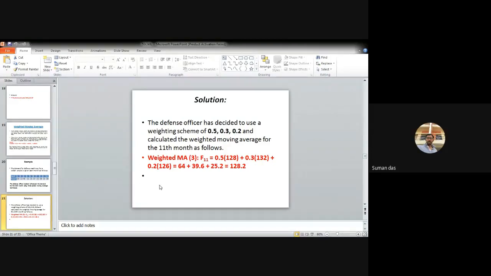Sir, if the number of periods is 3 or 4, in that case the weights 0.3, 0.2 and so on should be given. The sum of all the weights equals 1; it never crosses 1. The number of months is given, and the weighting scheme is also given.